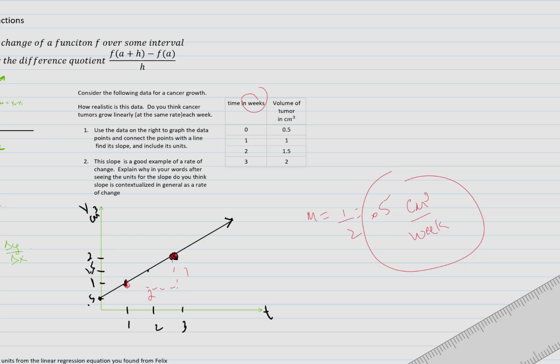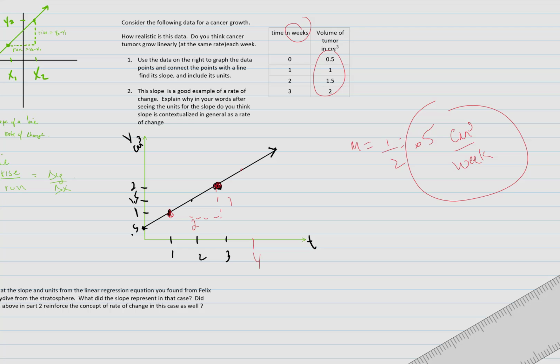In fact, we could have probably predicted that. If I asked you what it would be in week 4, based on how the data looks, I think most of you would say about 2.5, because that's how fast it's growing every week, that many cubic centimeters per week. So in this sense, the rate of change represents how fast the tumor grows.